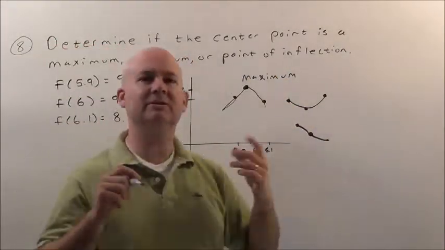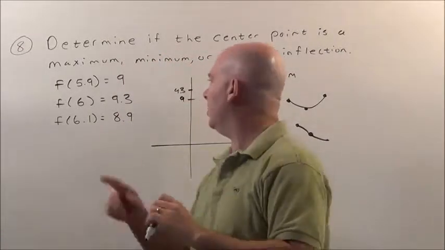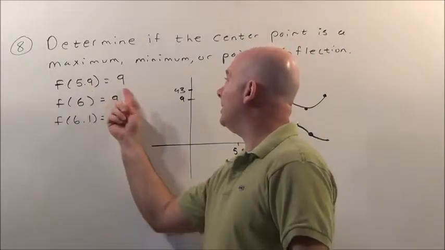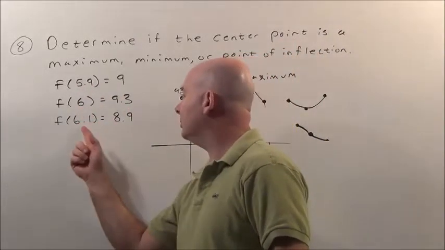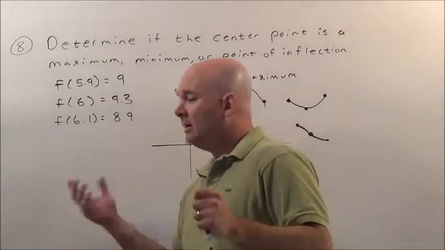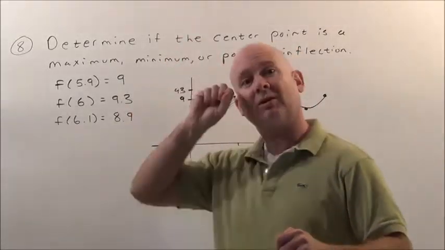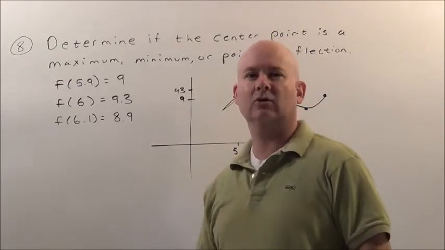To do these problems, students get confused with it, but all you really need to do is take a quick look at a graph. When x is 5.9, you're at 9. When it's 6, you're at 9.3. And when it's 6.1, you're at 8.9. Just simply make a quick little graph of it, and you'll see whether you're at the highest point, the lowest point, or in the middle. That's how you do problem number 8.